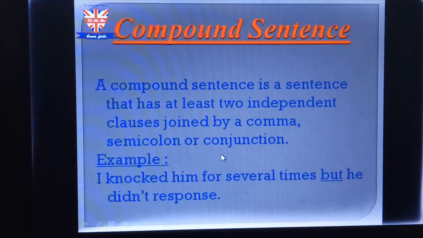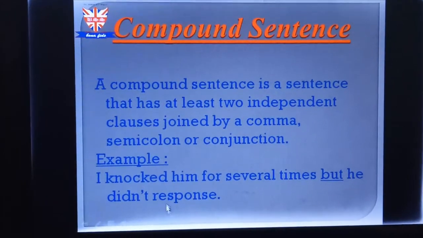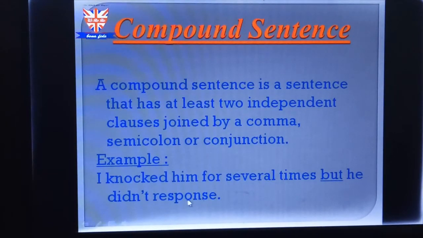So what have we understood? That at least two independent clauses should be there. Independent clause means two complete sentences. So let's see the example: I knocked him several times, but he didn't respond. You can see, if I take out the but from the sentence, it will be: I knocked him several times, he didn't respond. Both are complete sentences, but these two are joined with the conjunction but. So this is a compound sentence.